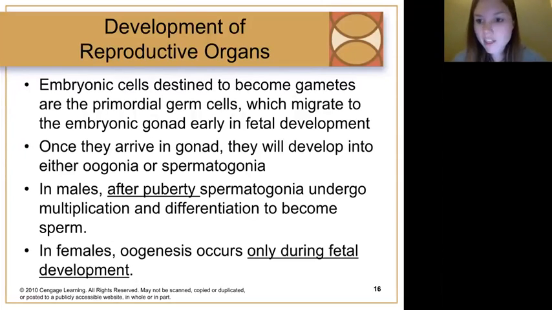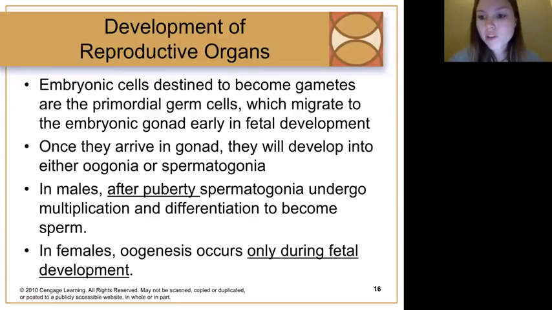Once they arrive in the gonad, they will develop into either oogonia, which is the egg, or spermatogonia, which is sperm. The gonia part just means that they're not fully sperm or fully an egg yet. That's the step before that, because remember, they have to mature to become actual functional cells. So that's just the gonia part of that term. Basically, it just means they're not fully mature yet. It's the precursor to the mature stage.